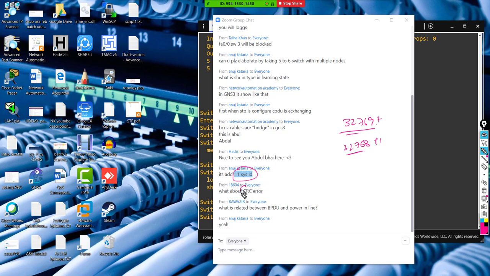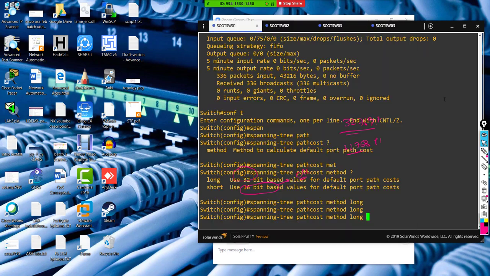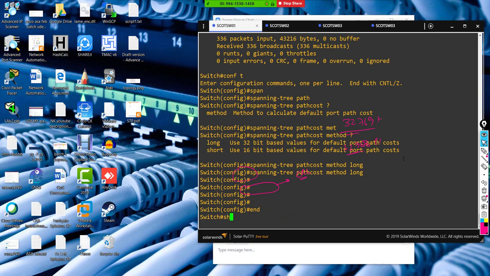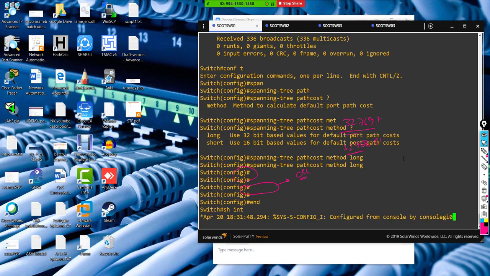CRC error, cyclic redundancy check, or what you call CRC, this is one kind of error. So when I check this interface, show interface 0 slash.